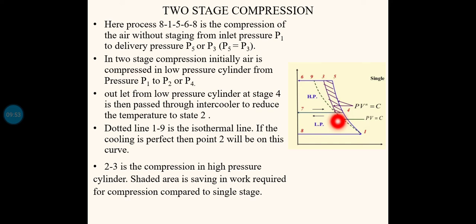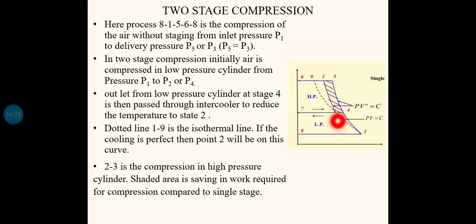Now P2 and T2 is the new condition. You can see P4 equals P2, since it is a constant pressure line. It was P4, but since P2 equals P4, I can say the pressure of the air leaving the intercooler is P2. Now with this pressure, the air will enter the second cylinder for the second stage compression, with pressure P2 and corresponding temperature T2.